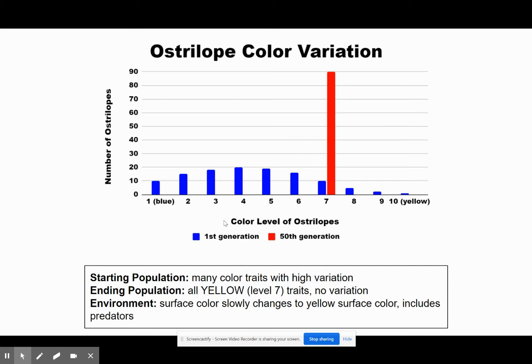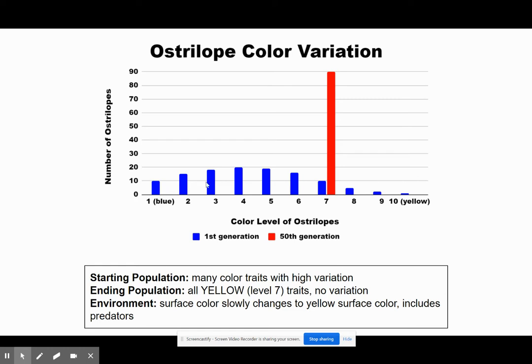And then down here, this is the color level of the australopes. So we've got a level 1 over here, which is going to be blue. And then it goes all the way up to a level 10, which is going to be yellow. And then, of course, this 5 and 6 is going to be somewhat of a mixture of that green. So we just have a wide variation of color that these australopes could possibly be.